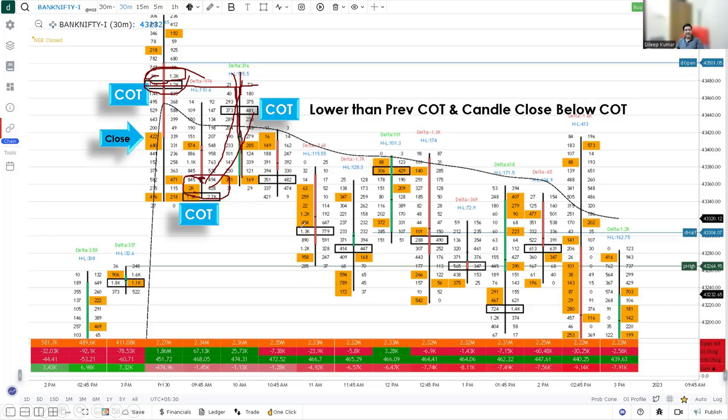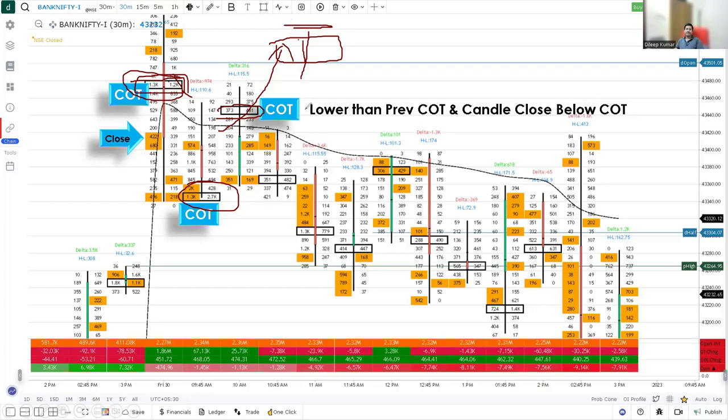And look at the POC again. This POC is higher than this, but it is still below the POC where the maximum traders committed in the first time period. This is 30 minutes. So it is still lower. Now, if the prices should have gone up like this, what should have happened? The POC should have raised somewhere here, up to this point, and the candle should have closed above this.